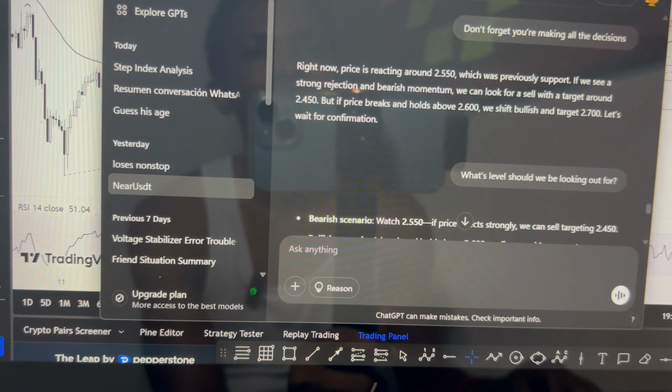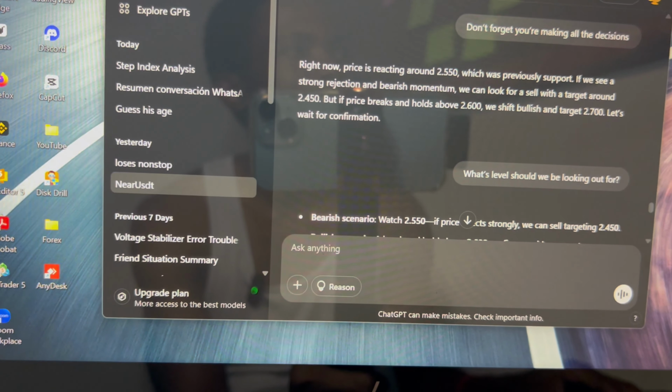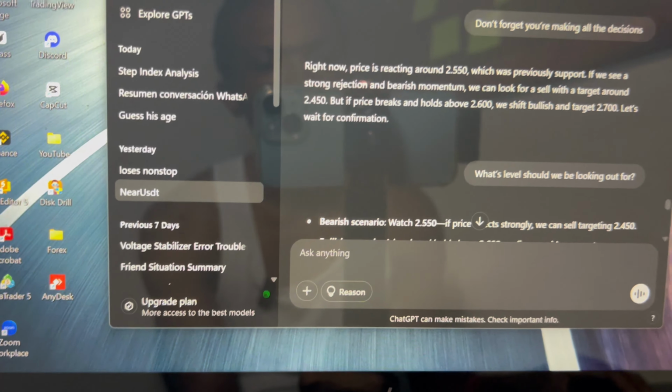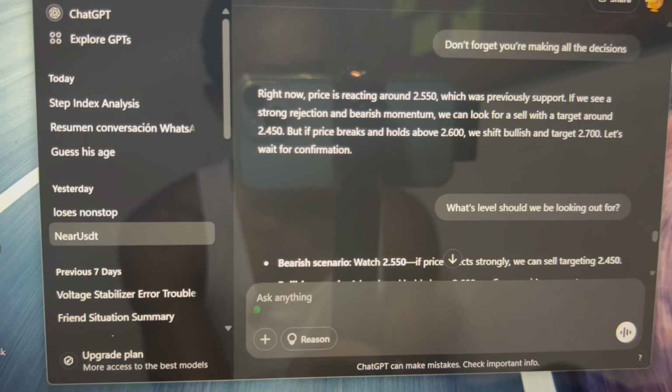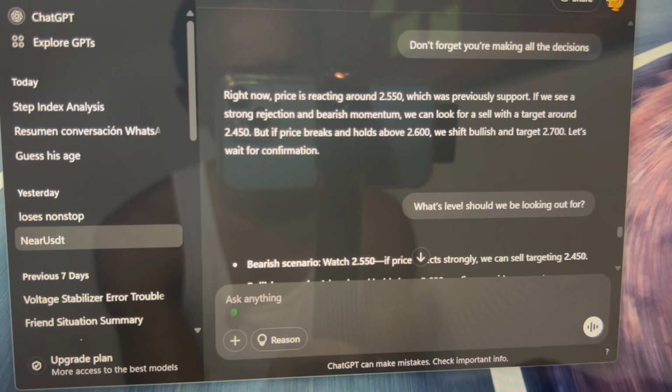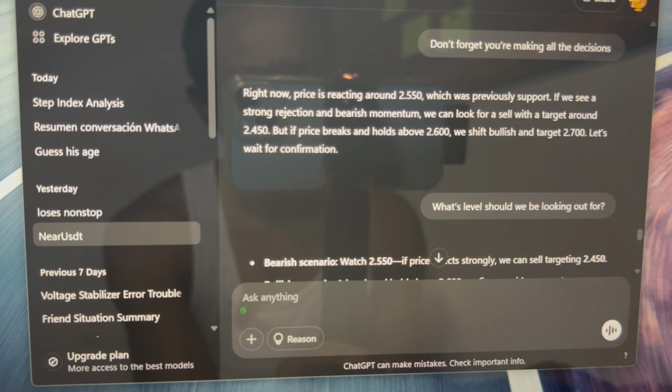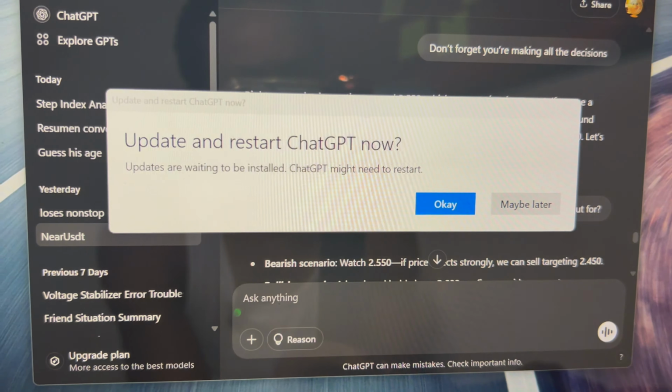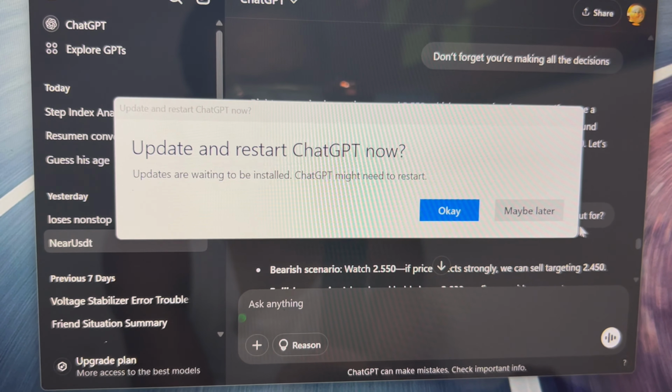Right now, price is reacting around 2.550, which was previously support. If we see a strong rejection and bearish momentum, we can look for a sell with a target around 2.450. But if price breaks and holds above 2.600, we shift bullish and target 2.700.